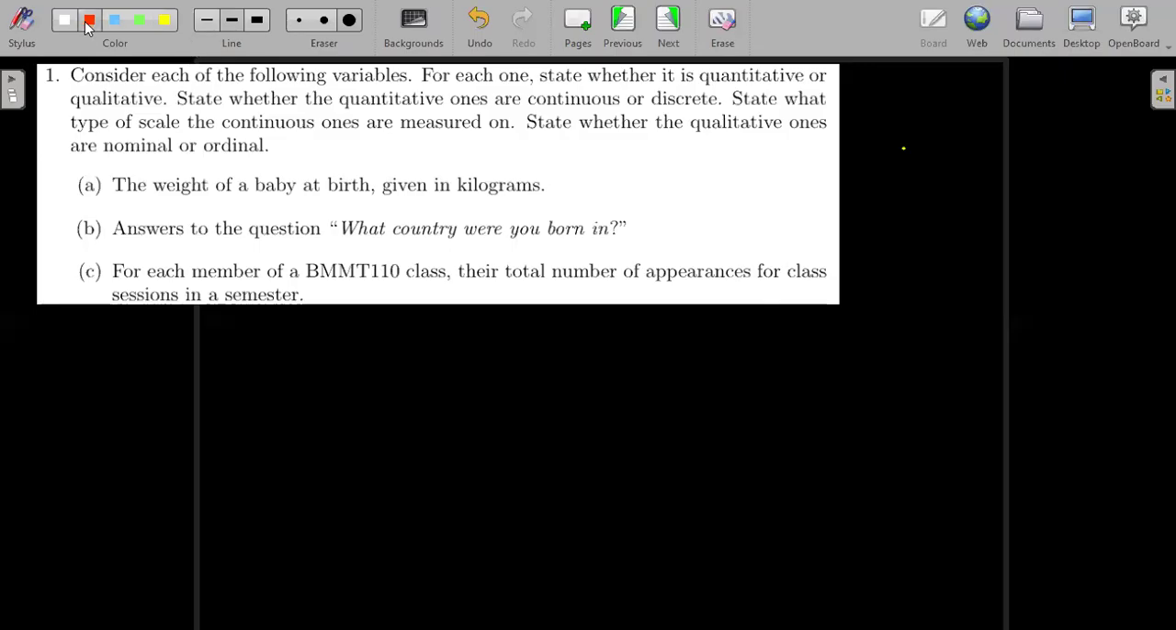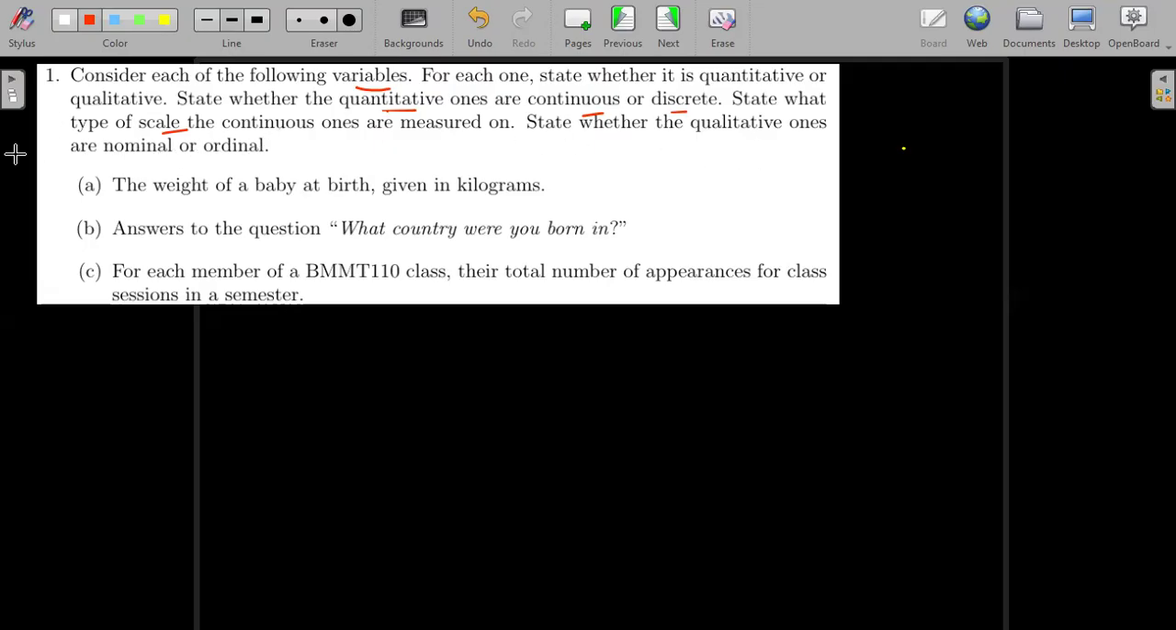In question 1, they're saying, consider each of the following variables. For each one, state whether it is quantitative or qualitative. State whether the quantitative ones are continuous or discrete. State what type of scale the continuous ones are measured on. And lastly, state whether the qualitative ones are nominal or ordinal.